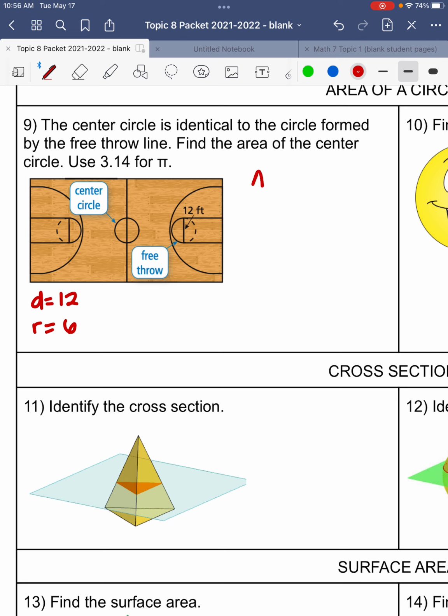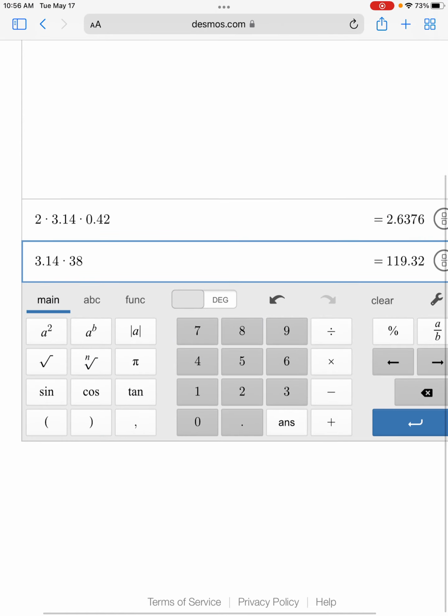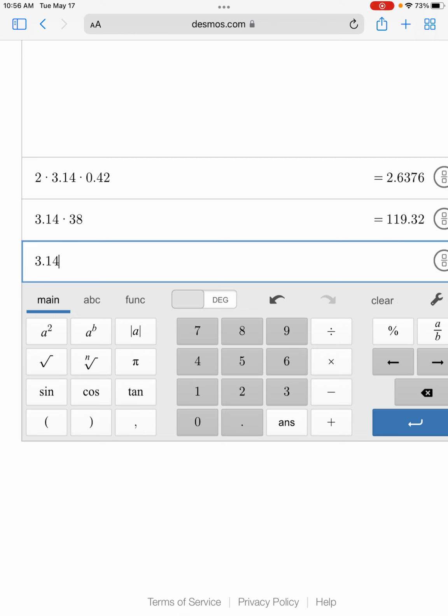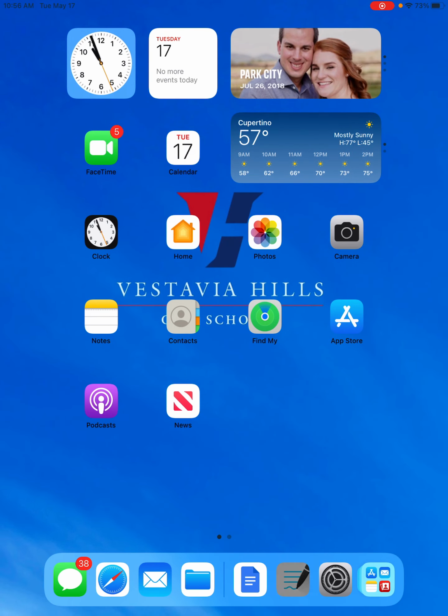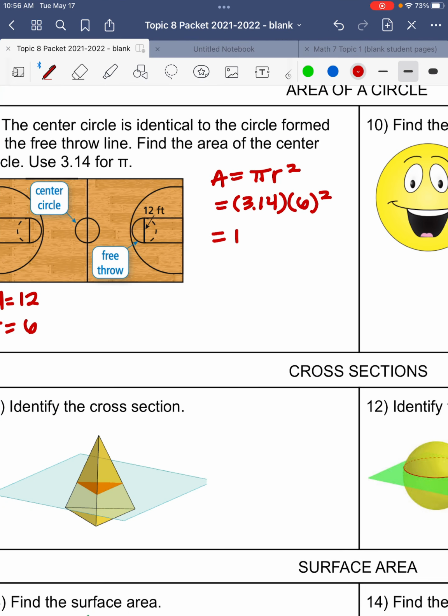Okay, so area is pi times the radius squared. So we have 3.14 times 6 squared. Now I'm just going to go put that into my calculator. So 3.14 times 6, and on this Desmos calculator, I hit that A squared button underneath main to square that, and I get 113.04. So the area is 113.04 square feet.